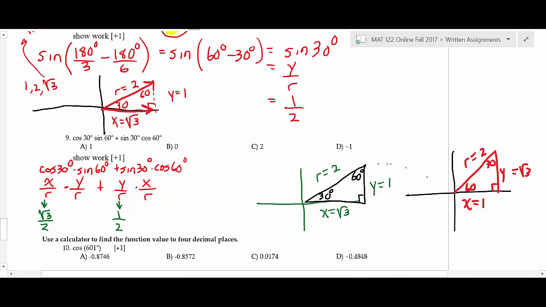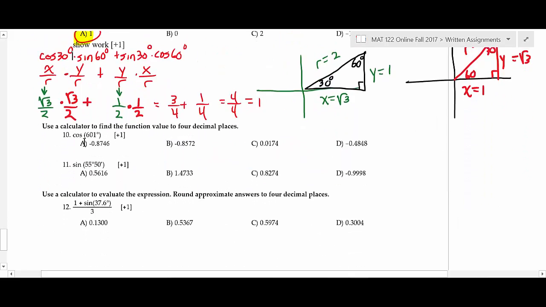So in this diagram, the sine of 60 would be y over r, so that should be square root of 3 over 2. We've got the plus, and then the cosine of 60 is 1 over 2. This is what we need to work out. If you work this out, that would be 3 over 4, and this would be 1 over 4. So you've got 4 over 4, so the answer is equal to 1. So the answer to that problem should be A, which is equal to 1. So you've got special triangles is what you're doing.